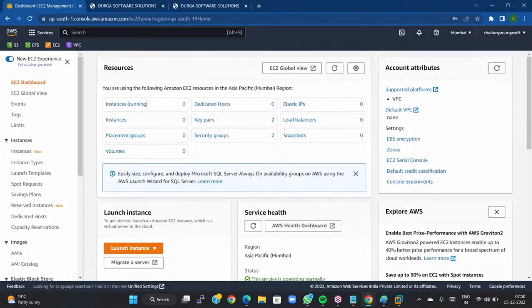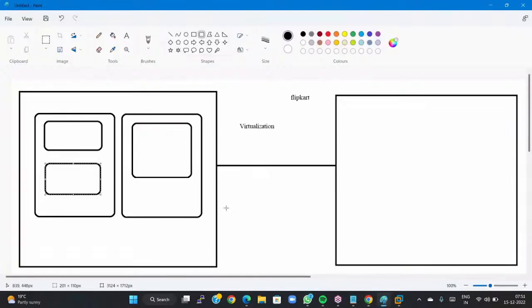Now, what are the cons? Even if you are deploying with virtualization, even if you are having virtual machines, there are some problems. There will be a networking problem. I will tell you about why we are migrating to the cloud in the next class.